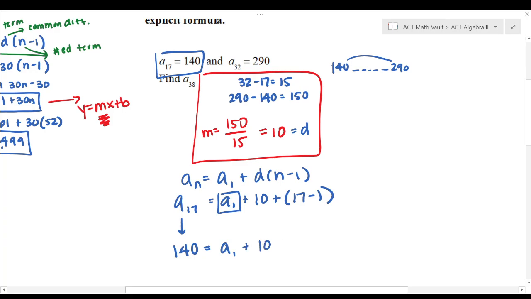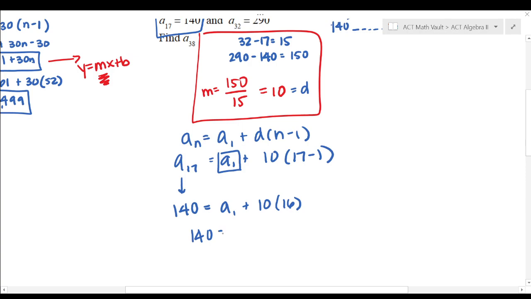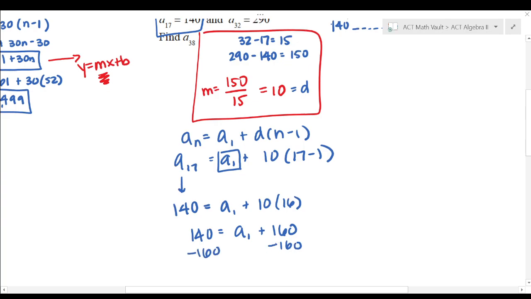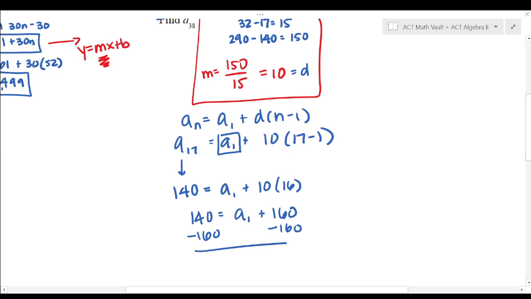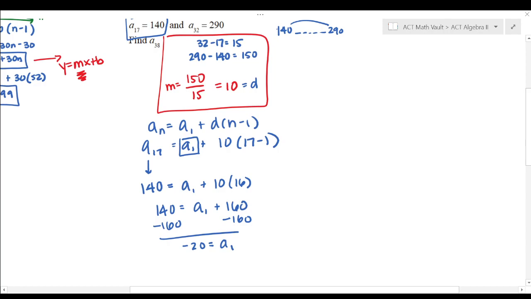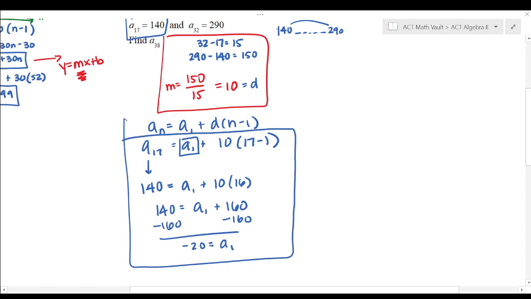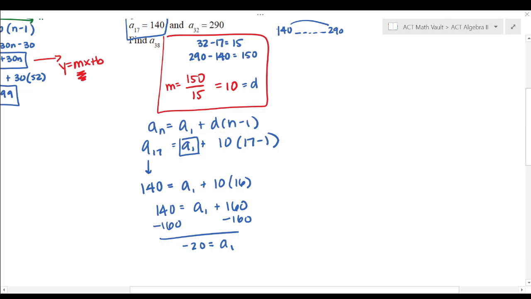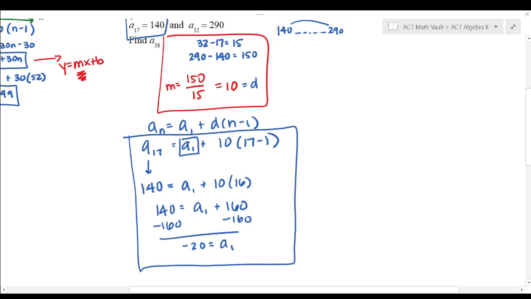Well, we have, didn't mean to put a plus there, this is 10 times that. So this is going to be 10 times the 16. And we have 140 equals something plus 160. And so that a sub 1, weirdly enough, is negative 20, but that happens sometimes with linear functions. So now I know a sub 1, my first term. I figured that out using this step right here. Let's kind of order this.